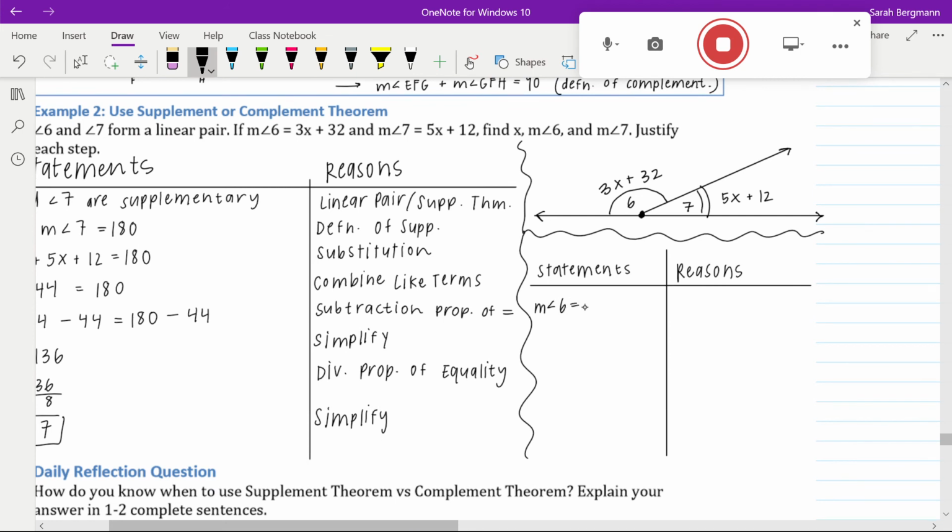So I have the measure of angle 6 equals 3 times x, but instead of x, I'm going to plug in 17. And the measure of angle 7 is equal to 5 times x, but instead of x, I'll use 17, plus 12. So this is by substitution that I know this. Finally, I can simplify to my final answers to say that the measure of angle 6 equals 83 and the measure of angle 7 equals 97.